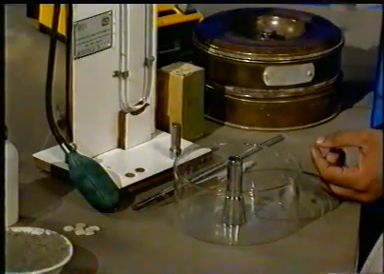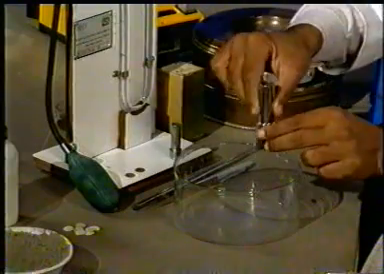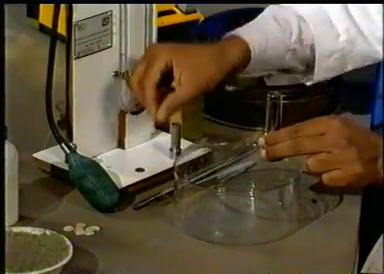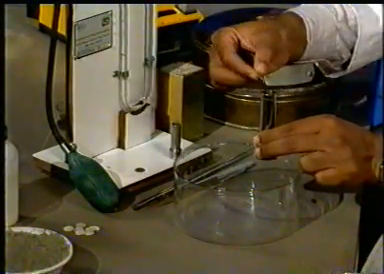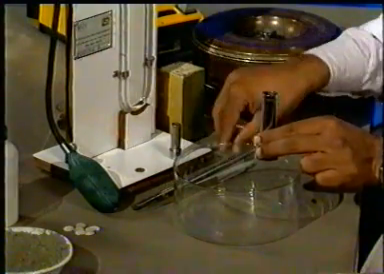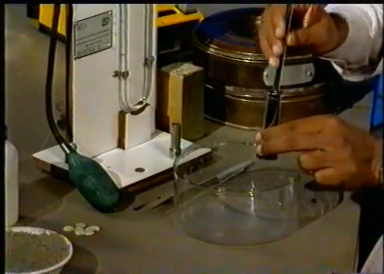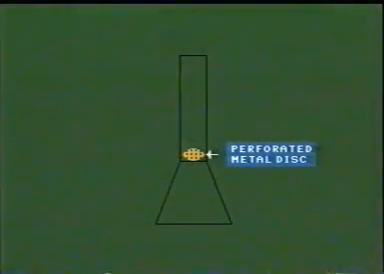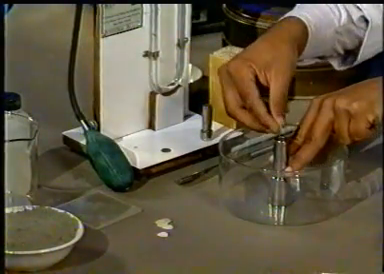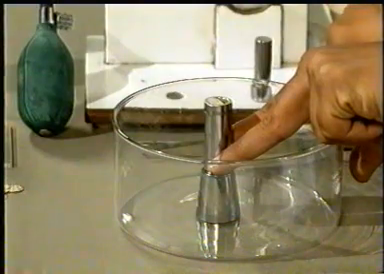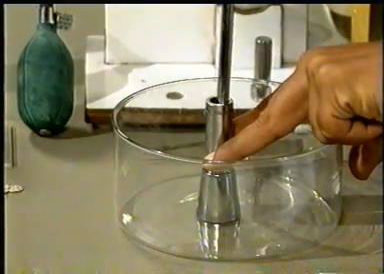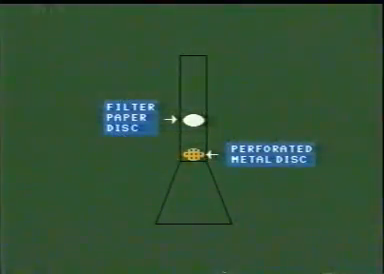Now place the perforated metal disc in position and lower it down with the help of a steel rod so that it rests on the ledge portion. Now place a filter paper disc on top and again lower it down to cover the perforated metal disc plate.